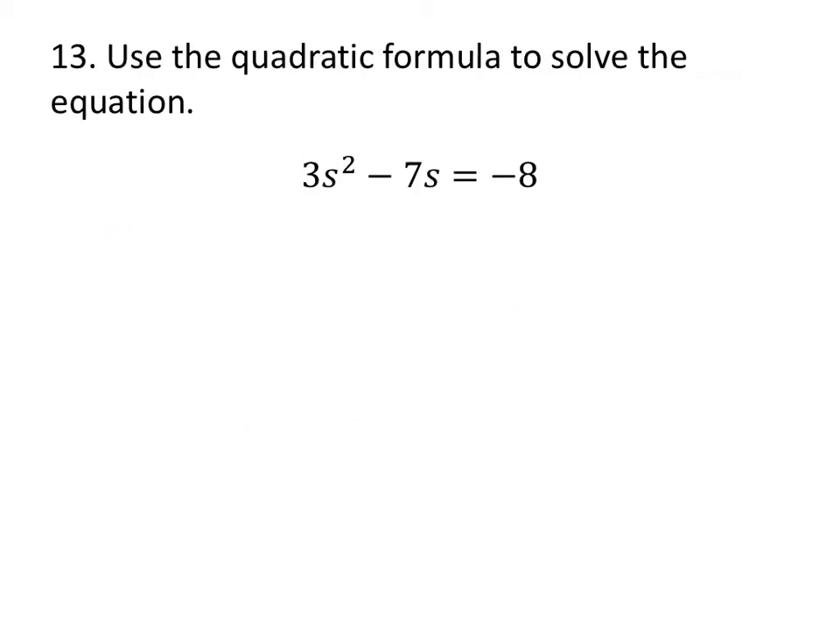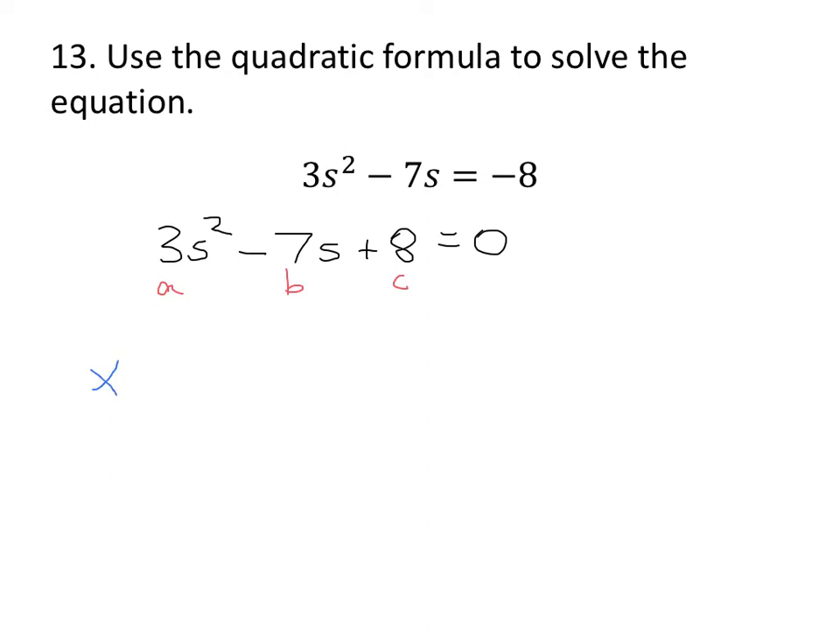To use the quadratic formula to solve this equation, first we need to get the equation in standard form, ax squared plus bx plus c equals 0. So that means add 8 to both sides. So we have 3s squared minus 7s plus 8 equals 0. And then next we're going to identify a, b, and c. And now we can solve using the quadratic formula.